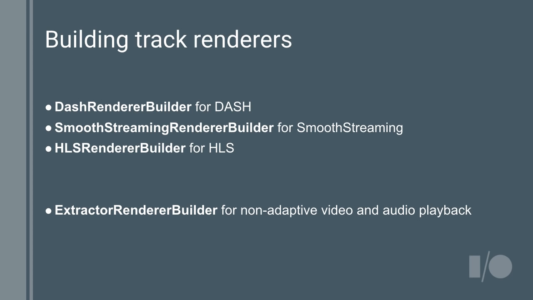These renderer builders, again, are part of the demo application. So if you download the project and have a look at the demo application, you will find these renderer builders and can start from there. The last renderer builder which is available is for non-adaptive playback. It's again for traditional media playback, and it's pretty much the same. It's not that complicated. We have seen the diagram. There are fewer components which work together, but if you want to do traditional playback, again, you can start with this extractor renderer builder.